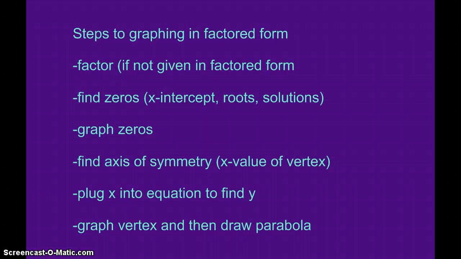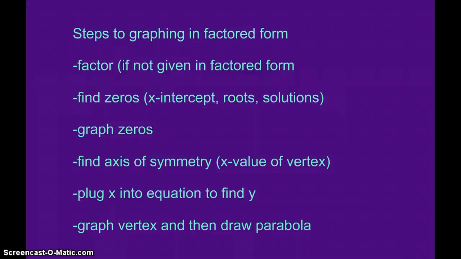So here's the steps to graphing in factored form, and we're going to run through these real quick. So if you need to, pause the video to get these written down. How you graph in factored form: first of all, you factor the equation if it's not given to you there. You find your zeros. In other words, you replace y with 0 and solve the equation. Those zeros will also be called x-intercepts, roots, and solutions throughout this course. We'll use those terms interchangeably: zeros, roots, solutions, and x-intercepts.